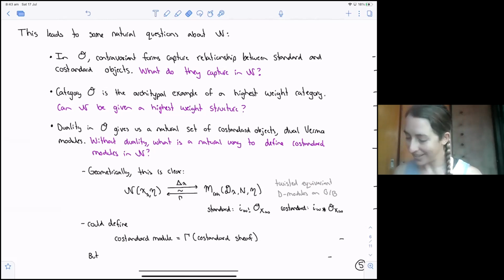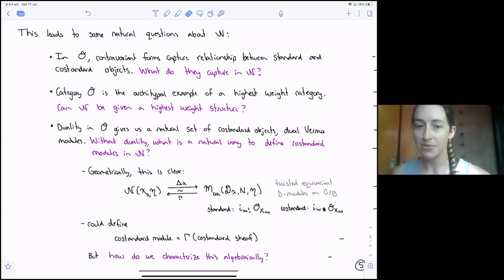So one answer to the last question is we could define co-standard objects to just be to say, okay, take a co-standard sheaf. We have a functor from D modules to the Whittaker module. So we just take the global sections of the co-standard D module, and that should be our co-standard object in N.